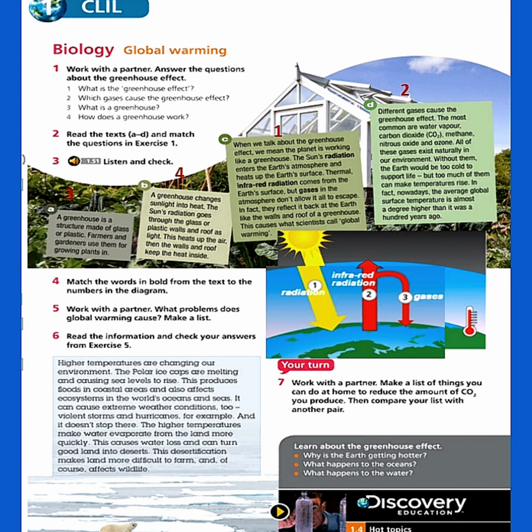Section 7. Now your turn. Work with a partner or individually. Make a list of things you can do at home to reduce the amount of CO2 you produce. Then compare your list with others. Put this entry into your notebook. Then learn about the greenhouse effects. Why is the earth getting hotter? What happens to the oceans? And what happens to the water? Go ahead, enjoy your video.